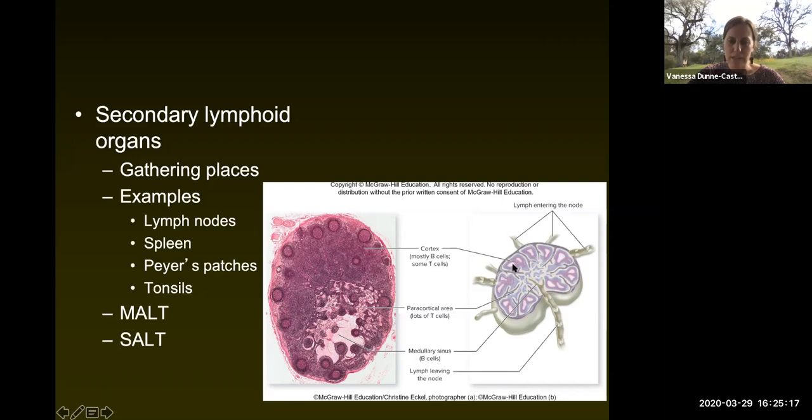There are other regions here on the outside. This is the cortex. These are mostly where B cells are hanging out. These are called follicles, and at the center of follicles are the germinal centers where you have actively replicating B cells that are getting ready to differentiate into effector cells.